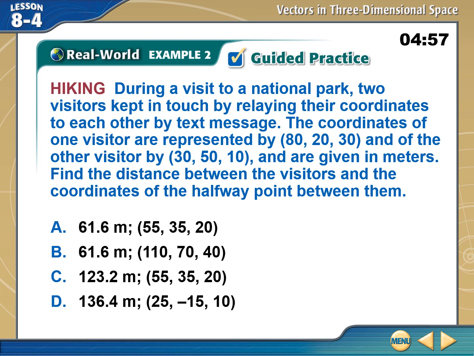Oh, here is another question. During a visit to a national park, two visitors kept in touch by relaying their coordinates. The coordinates of one visitor are x1, y1 and z1, and the other visitor is x2, y2 and z2, and you have to find out the distance and the coordinates of the halfway point. Now you know the formula of distance, you know the formula of midpoint.